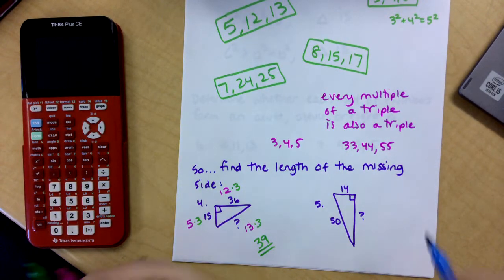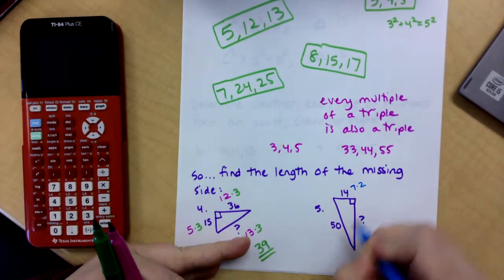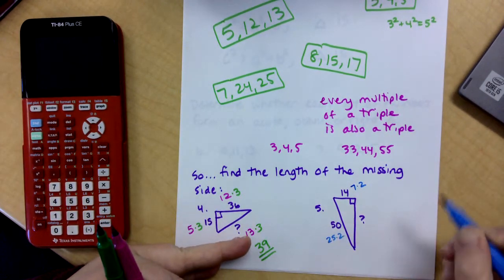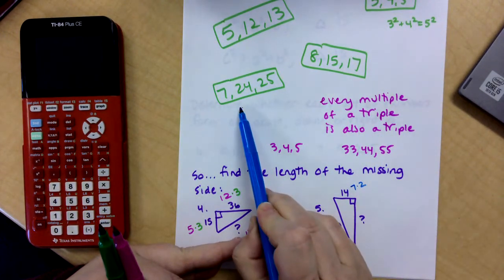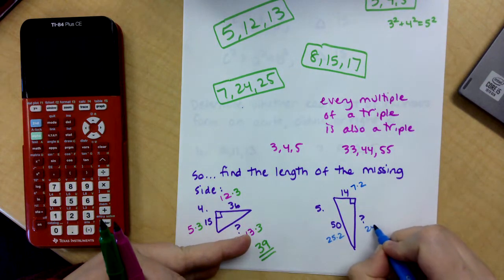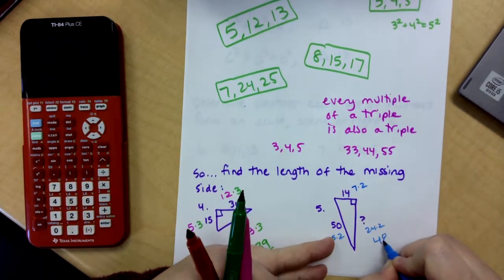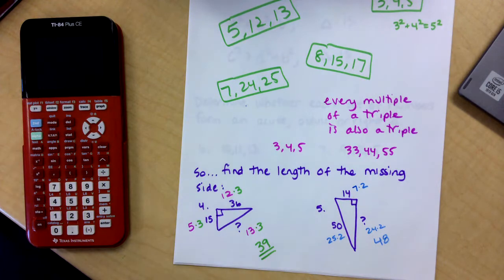Similarly, number 5, this is 7 times 2. This is 25 times 2. 7, 24, 25 is a triple, so this must be 24 times 2, or 48. Again, you can survive without knowing these triples just by plugging it into the Pythagorean theorem, but if you know it and you feel comfortable with it, it may make a few of these problems easier.